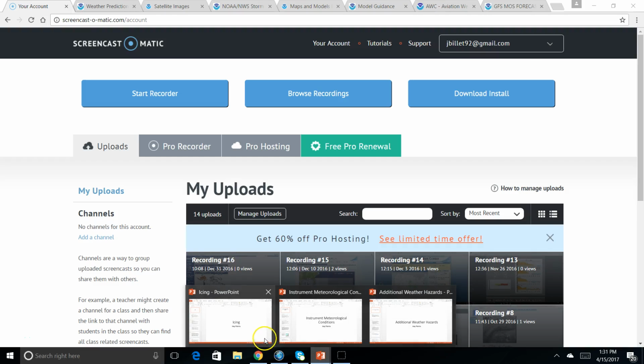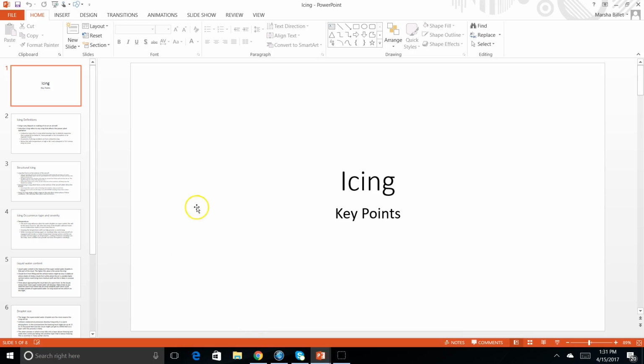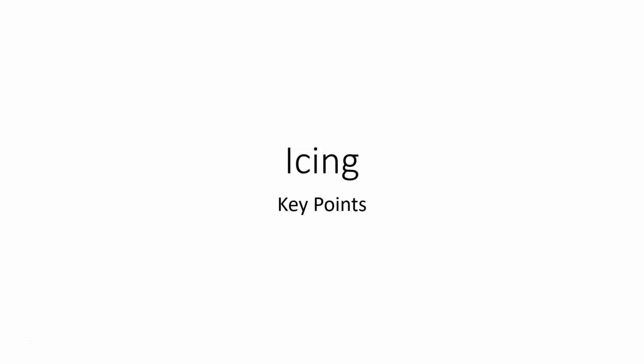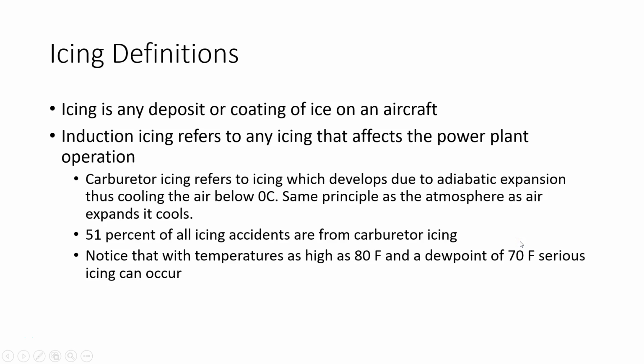Okay, this week we've got three different hazards we're going to talk about. We'll start with icing. A couple things I didn't know about icing. I didn't realize how much it affected power plants in an airplane. But icing is just a deposit of ice on some part of the airplane. And that could include inside the power plant, in the carburetor icing.